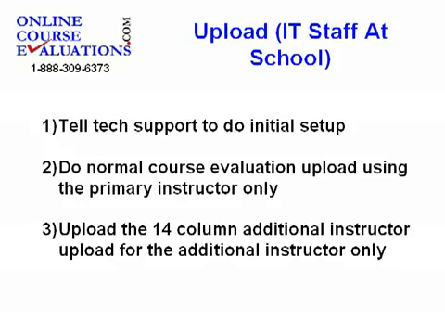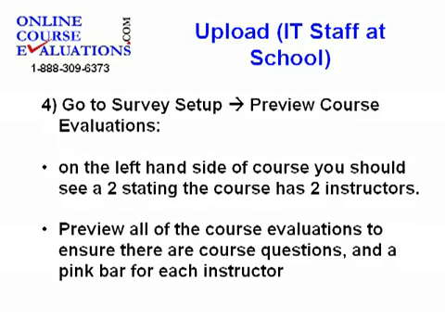Next, do a normal course evaluation upload using only the primary instructor. If you don't actually have a primary instructor, just choose one at random. Then do an additional instructor upload. It's the 14-column one, making sure you specify the additional instructors created in step 1. This does not necessarily have to include the primary instructor that you did in the normal course evaluation upload, but if you did, we'll just intelligently remove them.